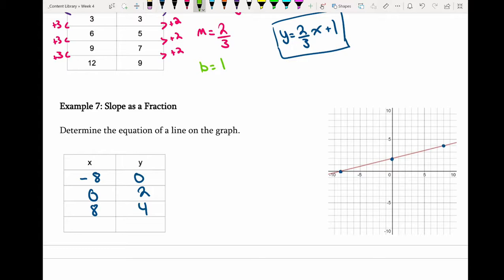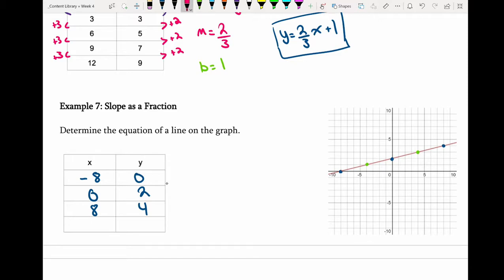I do have some other points that I can see in here as well, but I'm going to stick to the ones that are already labeled for me or clearly identified. That way, even if these points are slightly off, I know that the ones I used are nice points.